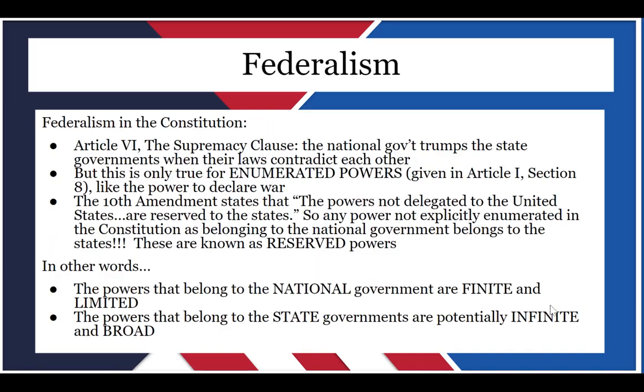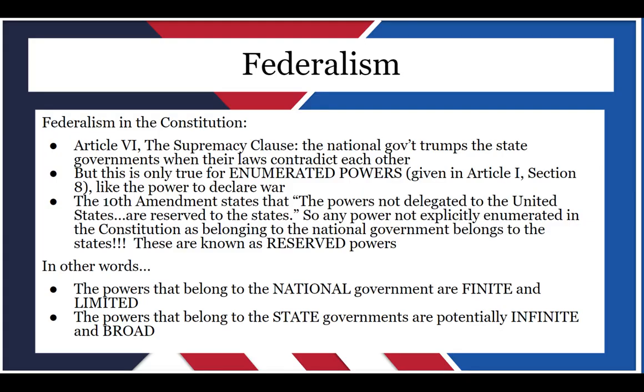Okay, so where is federalism evident in the Constitution? Article 6 is the Supremacy Clause. Article 6 says in the Constitution that the national government trumps the state governments if their laws contradict each other, essentially saying that the national government is the supreme form of government, and if state laws contradict national laws, then it is the national government that trumps those state laws. This is again very different from the Articles of Confederation, because this is not something you would have seen in the Articles of Confederation.